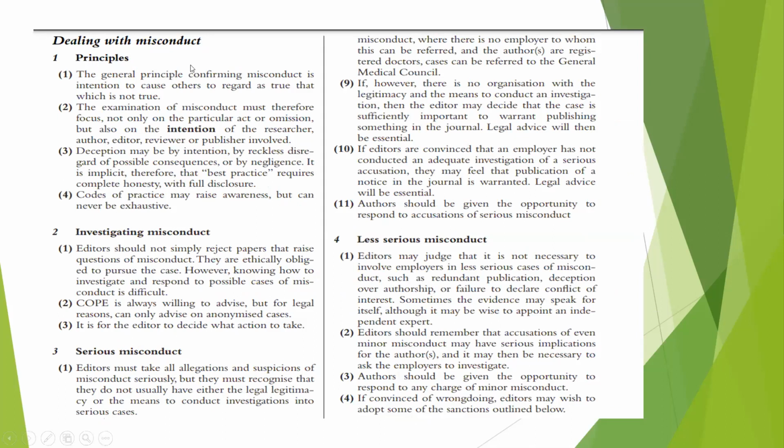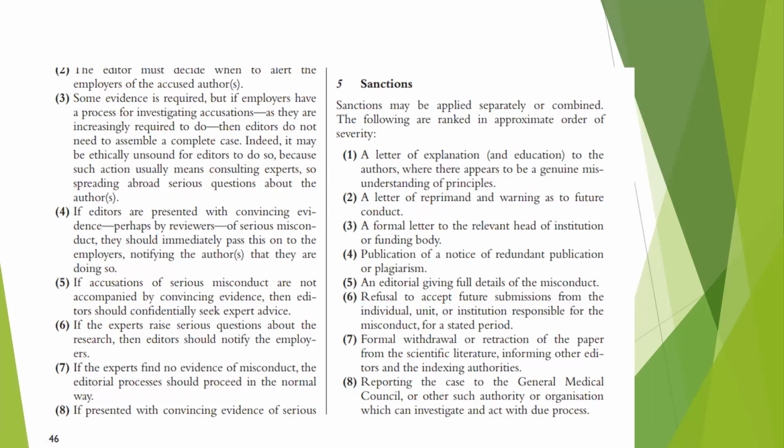Then dealing with misconduct. These are a few serious misconducts which we have already discussed, and if this happens, what action can be taken. If misconduct is investigated, then COPE will take the action. If serious misconduct is there, then the most serious step is that their authorship is completely removed, in the sense that they will never be able to publish any paper, and their increments will also get stopped. And many a time they will get dismissed by the company in which they are working. That is the major punishment, you can say.